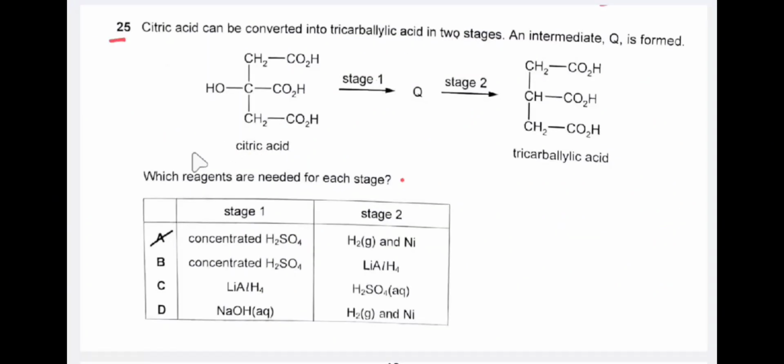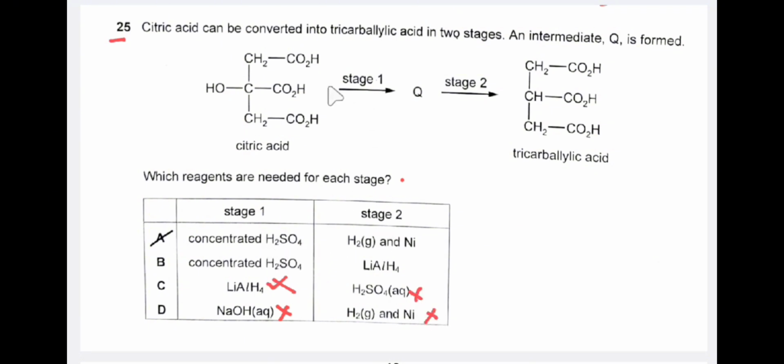In question number 25, for this reaction we can see that citric acid is converted to this acid and Q is an intermediate. Which reagents are needed for each stage? Here carboxylic acid is present, and here also carboxylic acid is present. So no change occurs; the carboxylic acid remains the same for the conversion. LiAlH4 causes the conversion of carboxylic acid to alcohol, so this statement is wrong. NaOH is also wrong because it also converts carboxylic acid to alcohol, and no other reagent is present that can oxidize this alcohol. So these two options are already wrong.